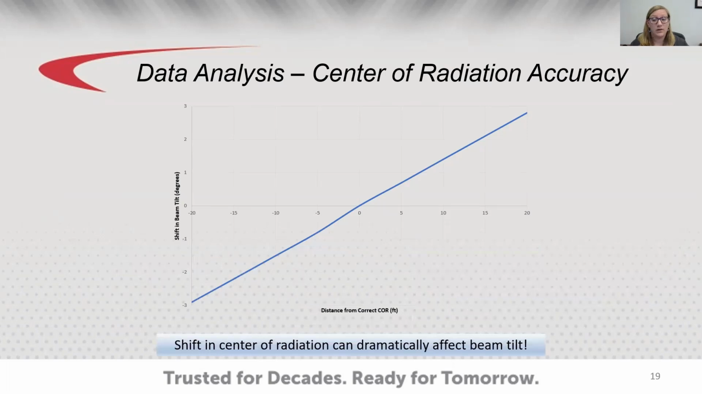It's important to note here that the antenna center of radiation must be precise between the drone measurement and the HFSS model. Otherwise, the elevation pattern can be skewed significantly. This plot shows the beam tilt variance for near-field pattern between the drone and HFSS measurements when the center of radiation is changed. Even a discrepancy of a few feet can significantly impact the beam tilt of the antenna.